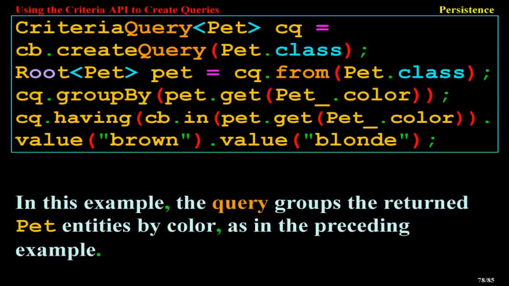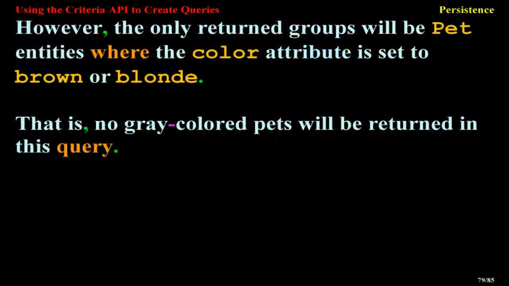CriteriaQuery<Pet> cq = cb.createQuery(Pet.class); Root<Pet> pet = cq.from(Pet.class); cq.groupBy(pet.get(Pet_.color)).having(cb.in(pet.get(Pet_.color)).value("brown").value("blonde")); In this example, the query groups the returned Pet entities by color, as in the preceding example. However, the only returned groups will be Pet entities where the color attribute is set to brown or blonde. That is, no gray-colored pets will be returned in this query.